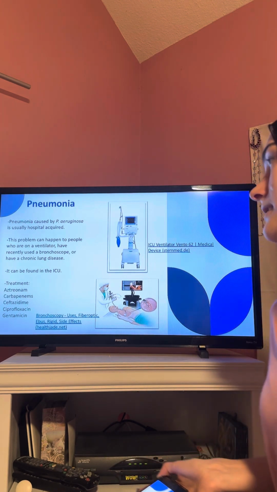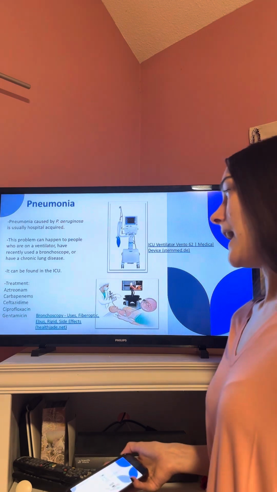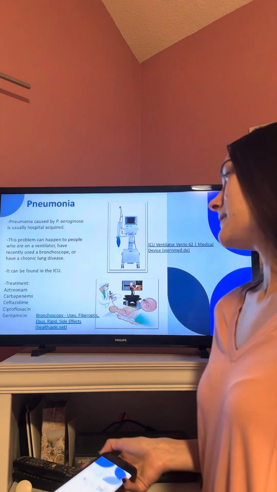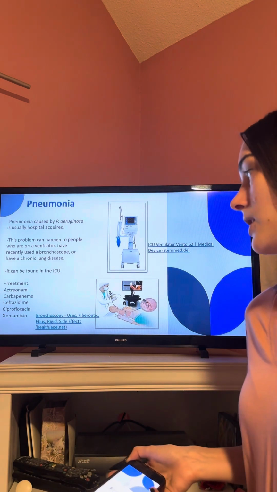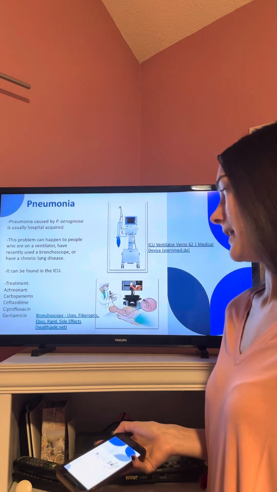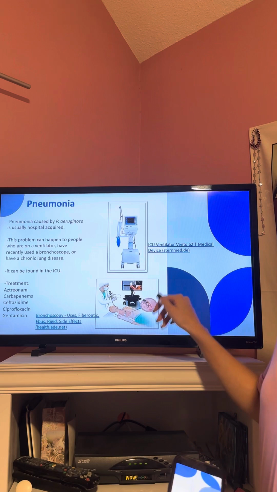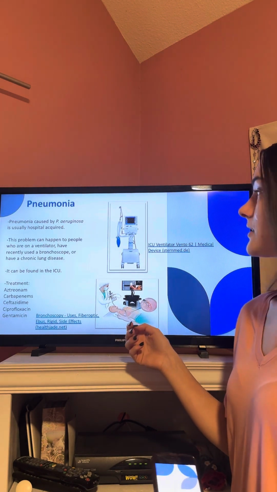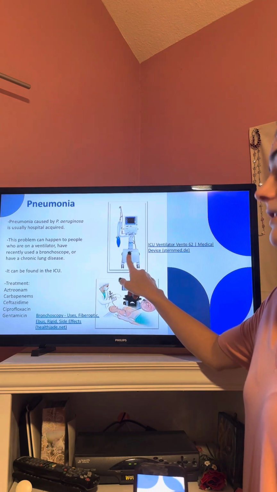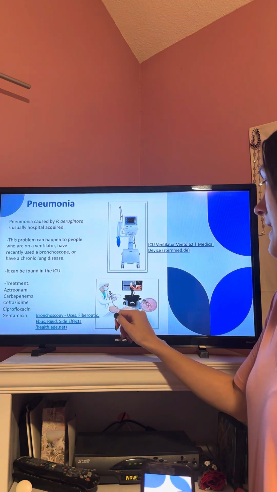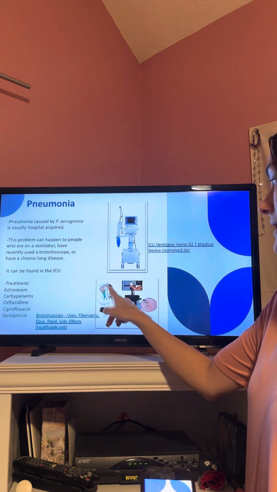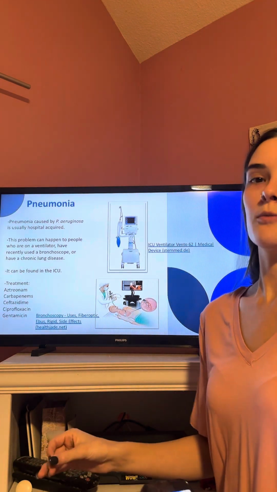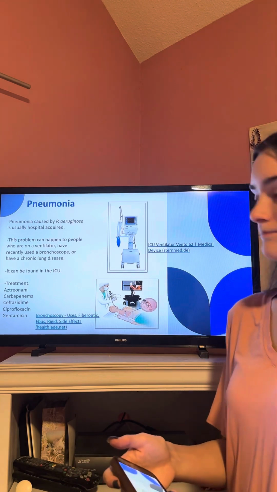And treatment can include aztreonam, carbapenems, ceftazidime, ciprofloxacin, and gentamicin. And these two pictures are examples of ways you can get pneumonia caused by this bacteria. This is a ventilator that you can find in the ICU, and this is a picture of a doctor putting a bronchoscope in somebody. It's basically like a little camera used to see inside of you in the area.